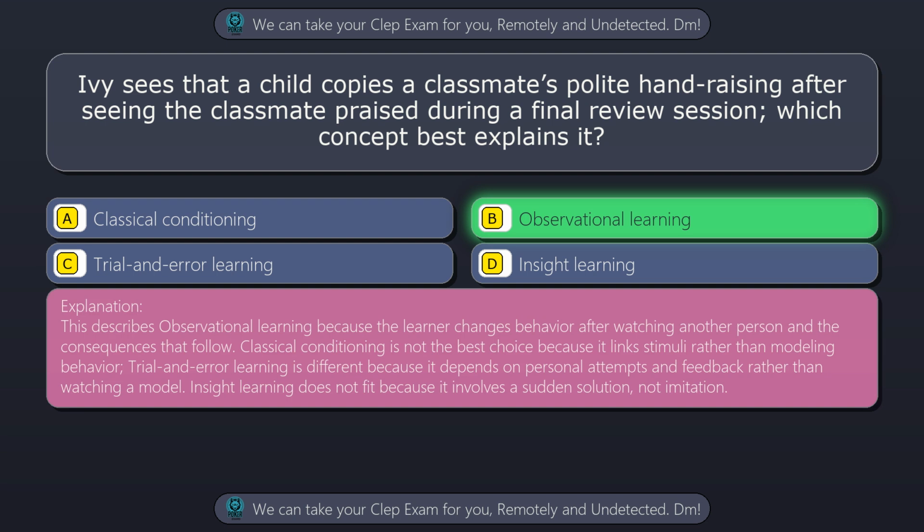This describes observational learning because the learner changes behavior after watching another person and the consequences that follow. Classical conditioning is not the best choice because it links stimuli rather than modeling behavior. Trial and error learning is different because it depends on personal attempts and feedback rather than watching a model. Insight learning does not fit because it involves a sudden solution, not imitation.